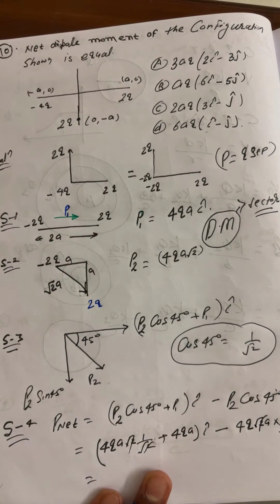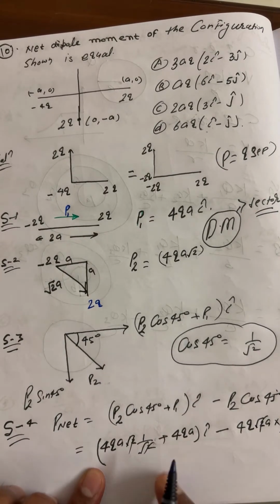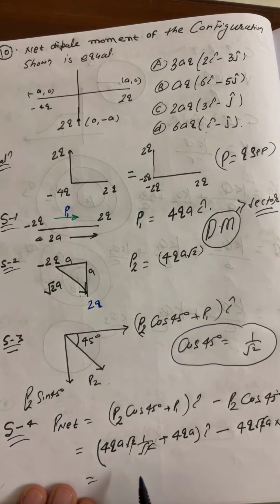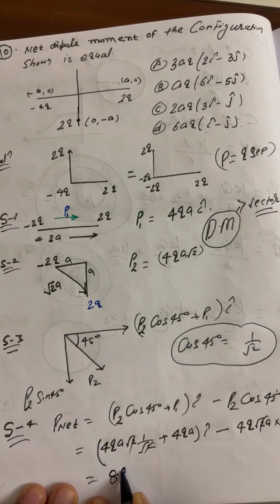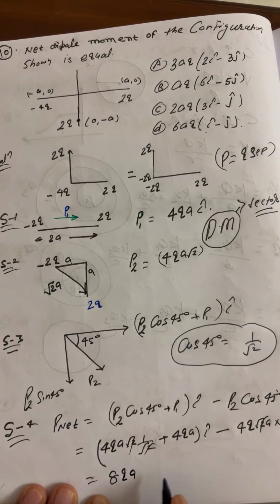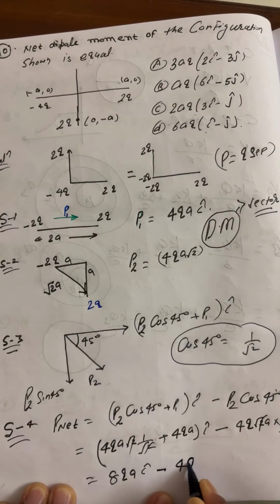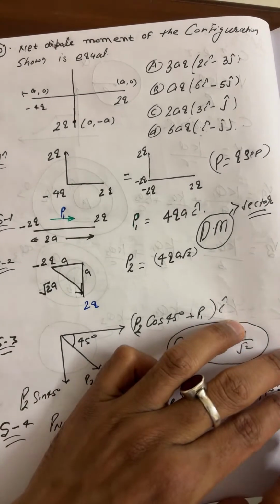Then 4 plus 4, beta, what? 8. This is right now, beta. What you can write here? This is 8 QA i cap. Then what you can say? Minus 4 QA j cap.